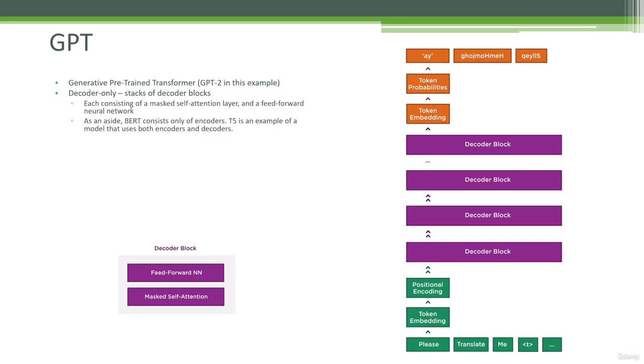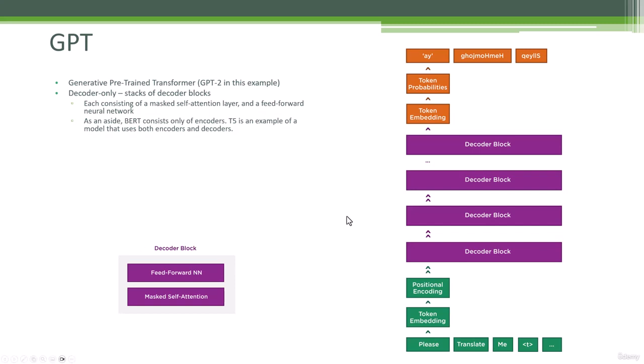So, as an aside, there are other transformer models out there, right? GPT is not the only one. One that came before it from Google is called BERT, and that consists only of encoders, as opposed to GPT, which consists only of decoders. And there are still models out there that have both encoders and decoders. T5 is one example of that.